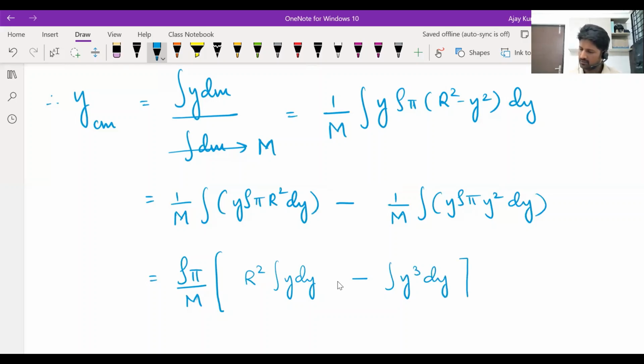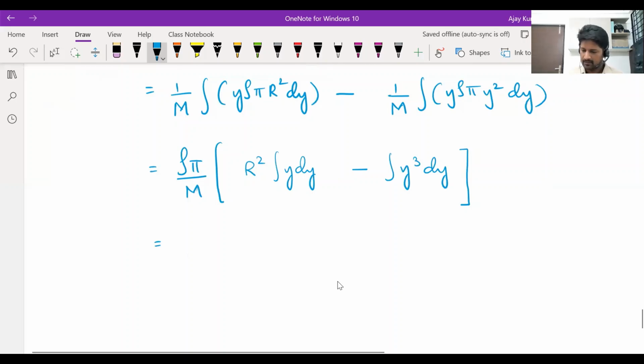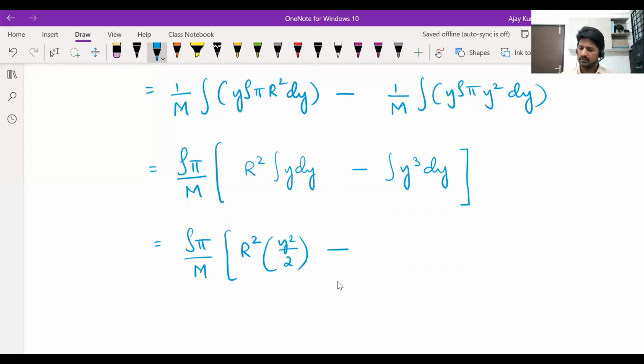These are not even difficult to integrate. So this derivation is kind of simple. But one mistake anywhere and the whole result will go wrong. So you need to be careful. R square into, what is integral y dy? Any one of you? Y square by 2. Good. We still have to substitute limits. What is integral y cube dy? Y to the power 4 by 4.